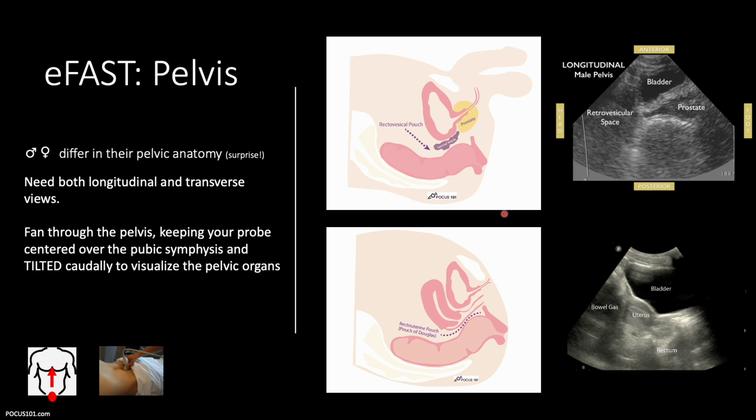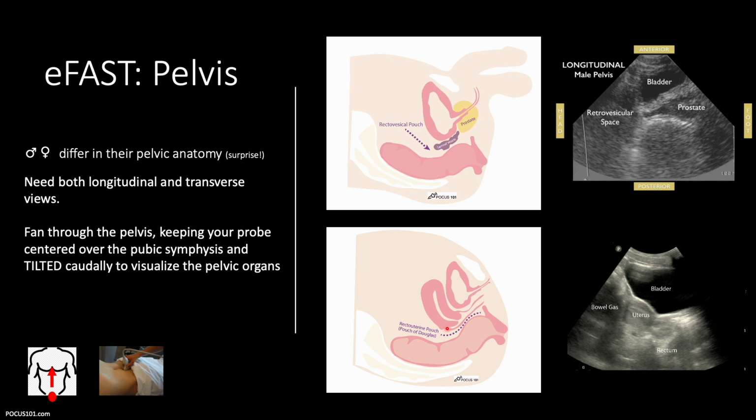So I've got this anatomic representation here of a male on top with a bladder and prostate and the seminal vesicles, but there's no solid organ here in between the bladder and the rectum. And so fluid in males will tend to collect at the rectovesical or rectovesicular pouch here between those two structures. Whereas with females, because of their uterus, it will usually collect in the rectouterine pouch or the pouch of Douglas behind the uterus. And so you need to visualize the uterus and be able to see that.